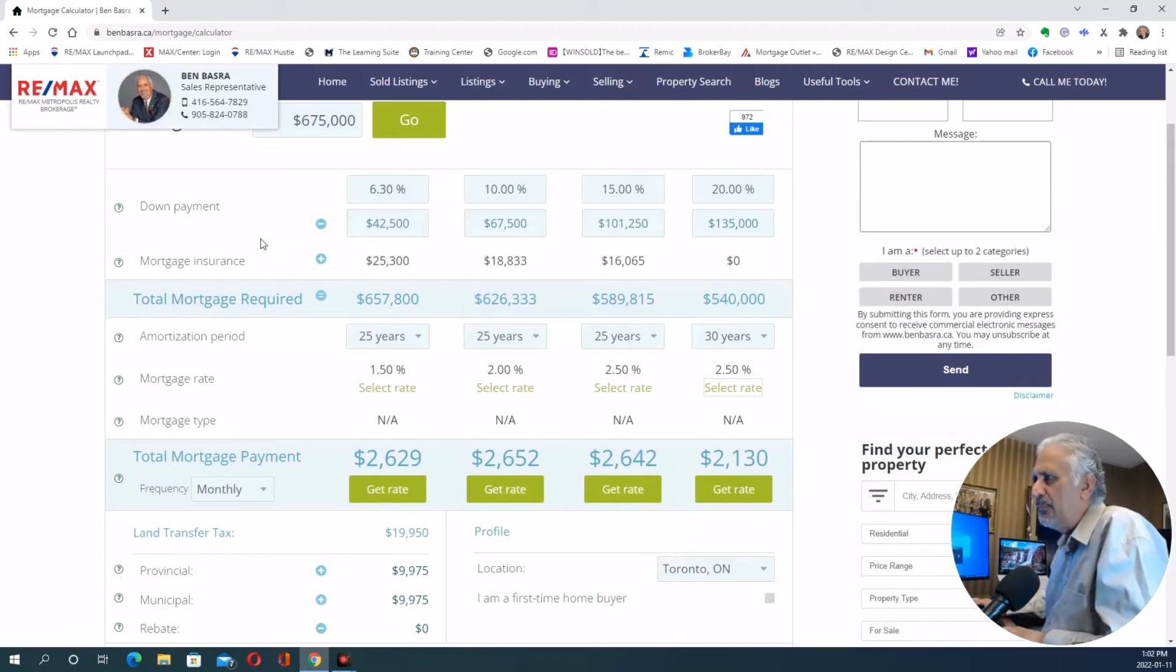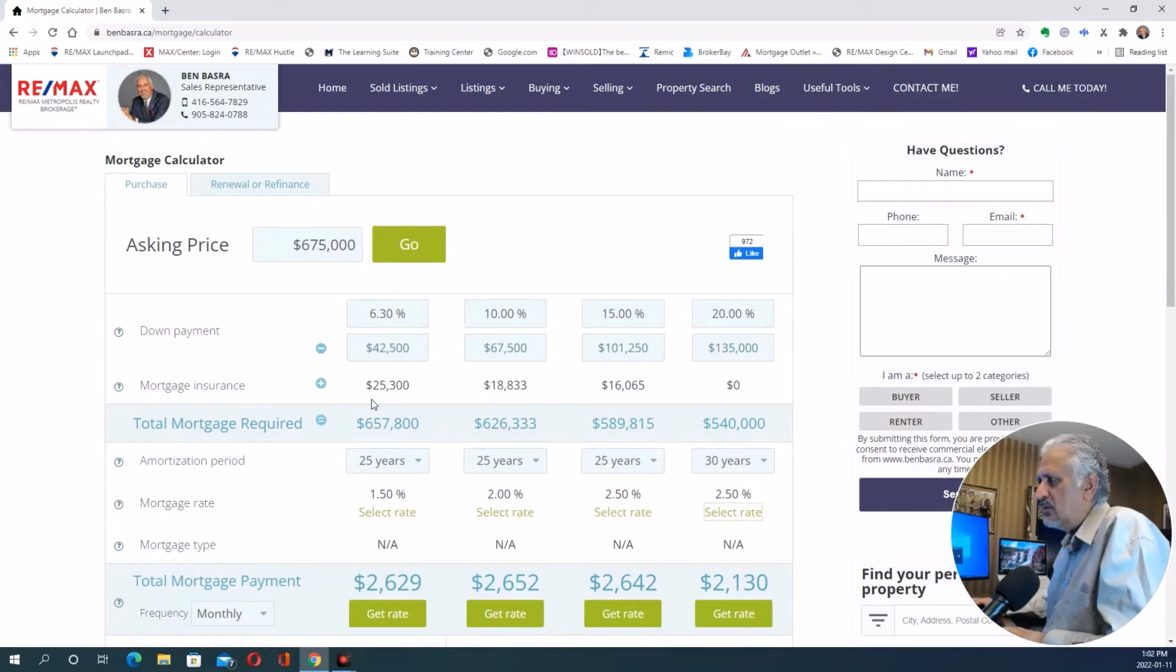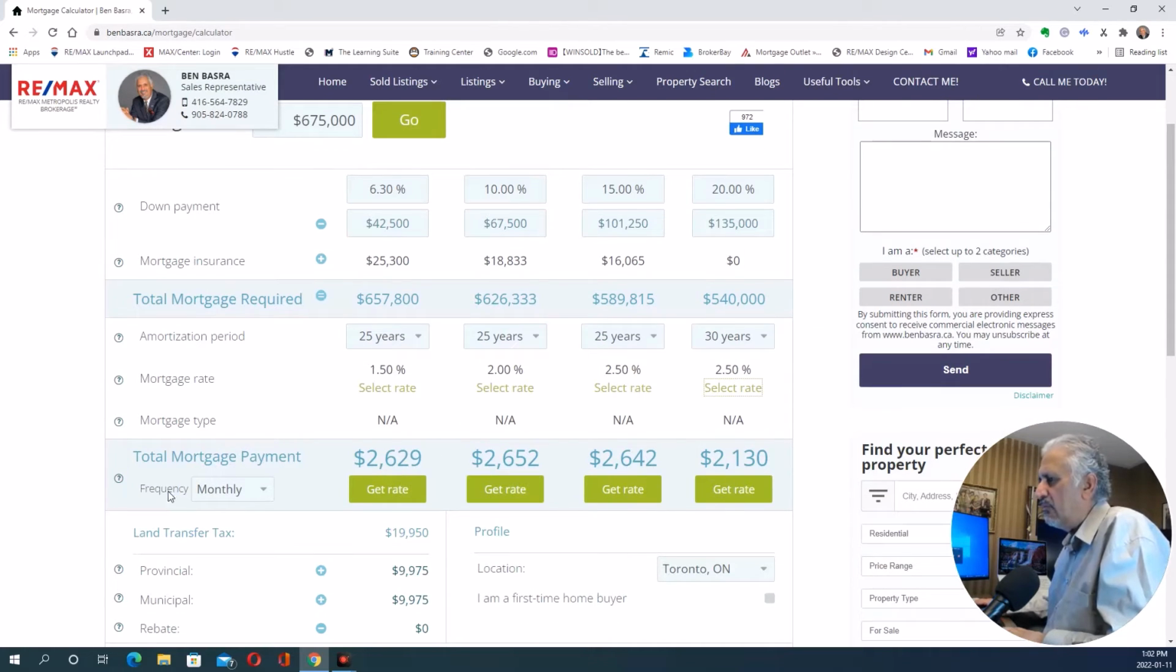Okay, so now this is your purchase price, this is your down payment with different percentages, this is the total mortgage you require in each different scenario, this is your amortization period, and this is your interest rate. And according to that, monthly you will be paying $2,629 mortgage if you buy at $675,000 and you put only this much down. And in the same way, here, with this amount, this payment, and with the 20% down, you will be paying $2,130 mortgage every month.